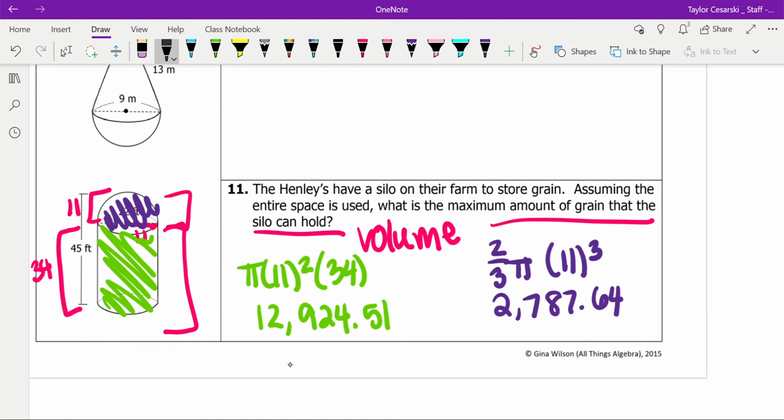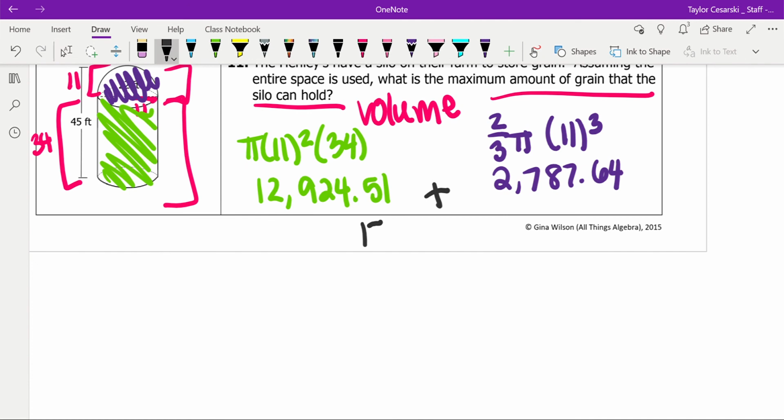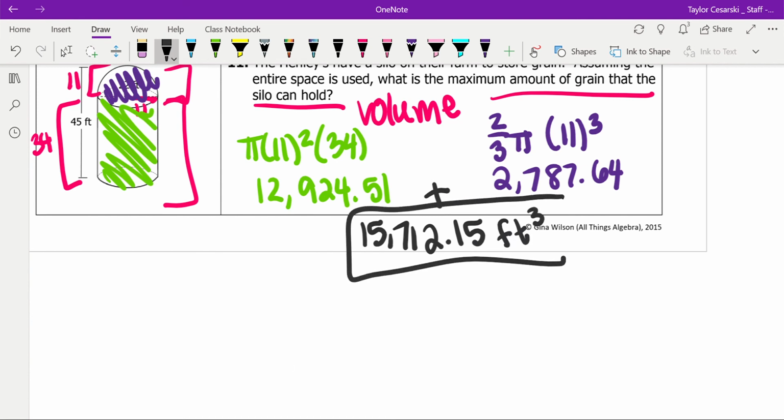I'm going to have to add them together, and I get 15,712.15 feet cubed. So that one is a little bit more involved, with a little bit more critical thinking going on, but that's how you would find the total volume of that silo. And that's kind of the basics of spheres, surface area, and volume, and a review of geometry. That's all.